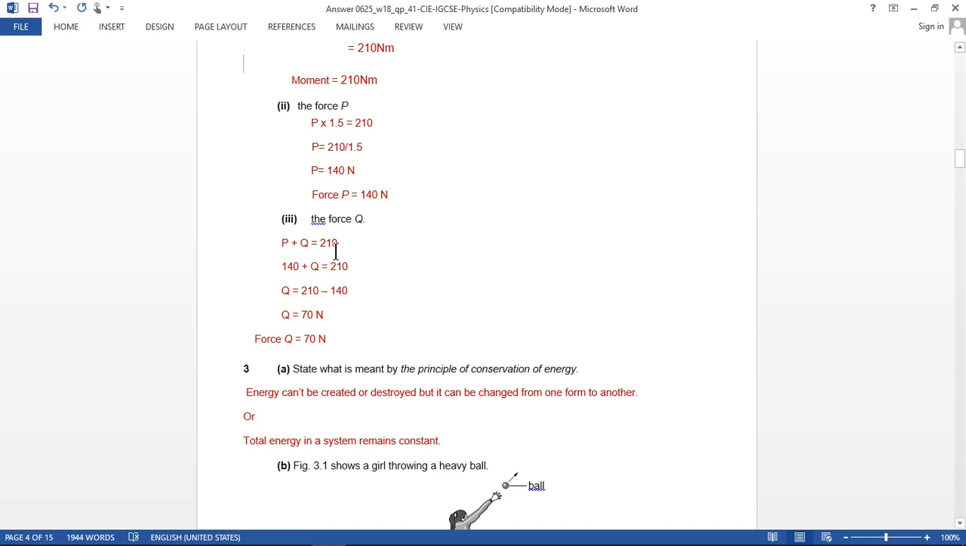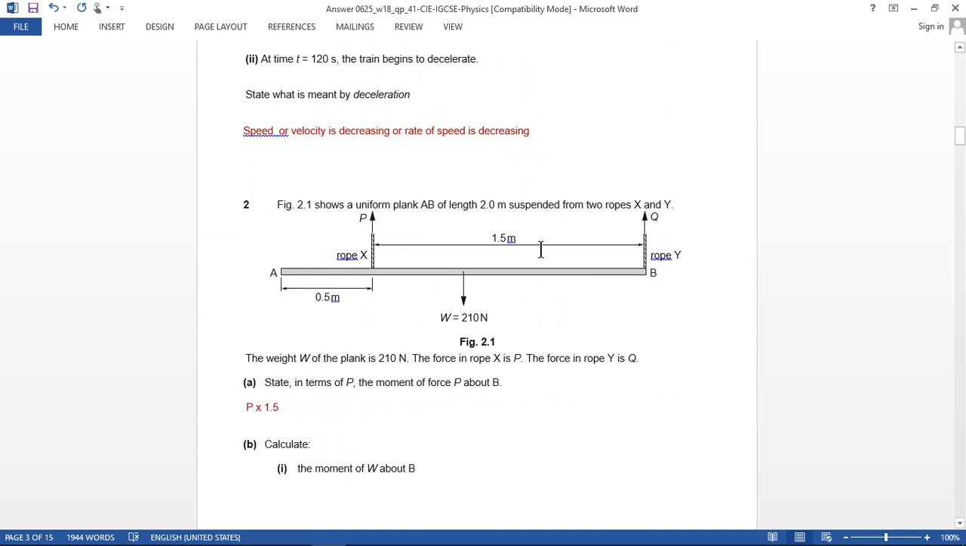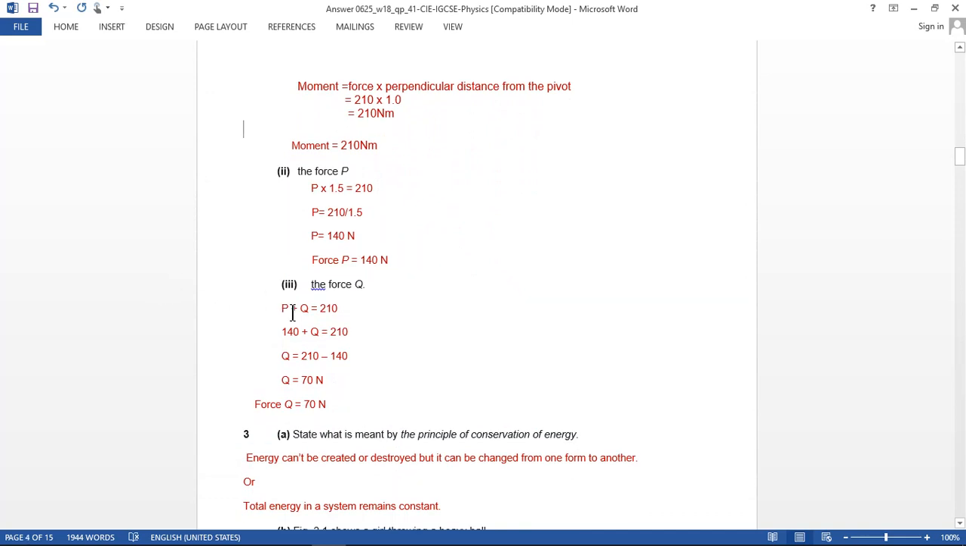So here if you see, there are two forces upwards, that's P and Q, and one force is downward, that is W. So it means that P plus Q equal to this force. If you add P and Q here, it will be equal to this force. So the same relationship we used here, if you see that P plus Q equal to 210. So P already you have found here, so use that value, and Q will be 70 Newton. So it's very simple, and this is the question number 2.